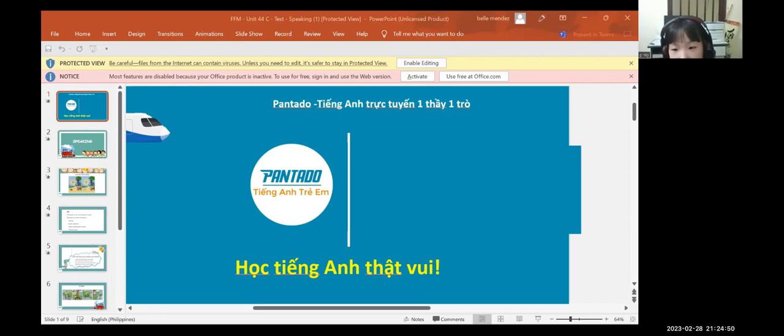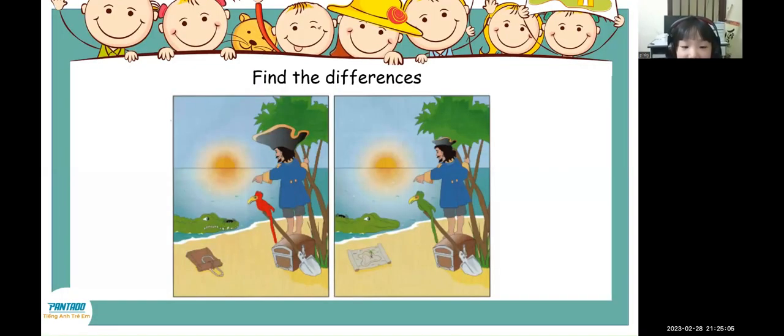Okay, that is it. All right. There. Can you see the pirate picture? What? I cannot see it. I only see Pato tiếng Anh trực tuyến. What does it mean? I don't know.